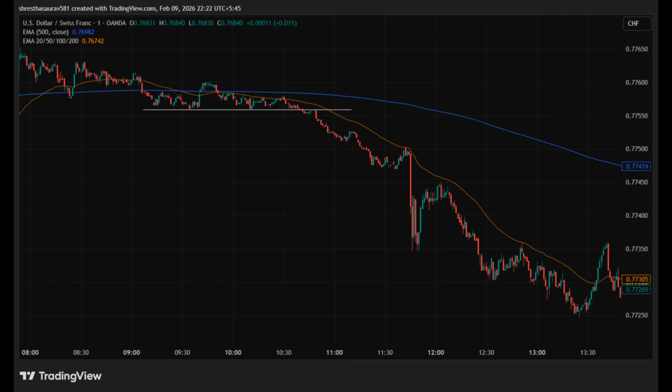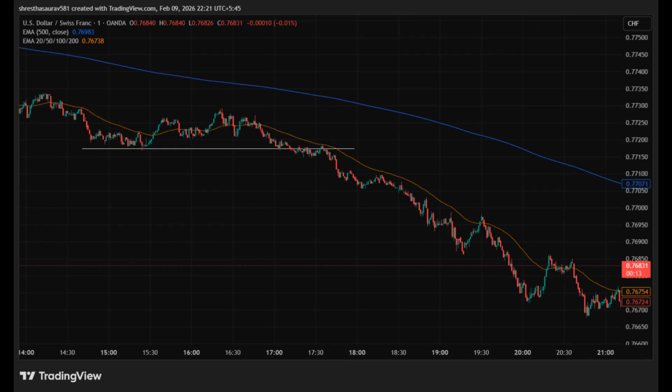This chart shows a strong bearish trend for the USDCHF pair, characterized by a series of lower highs and lower lows. The price experienced a significant breakdown below a support level, marked by the white horizontal line, around 1045, followed by a sharp acceleration downward as it stayed consistently below the exponential moving averages.